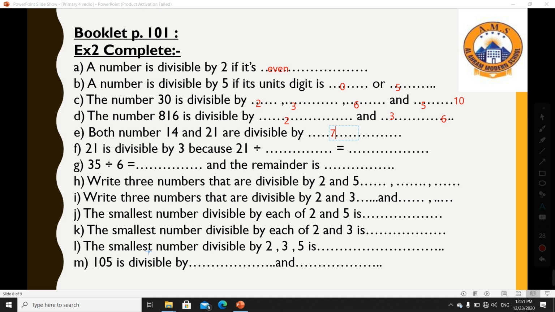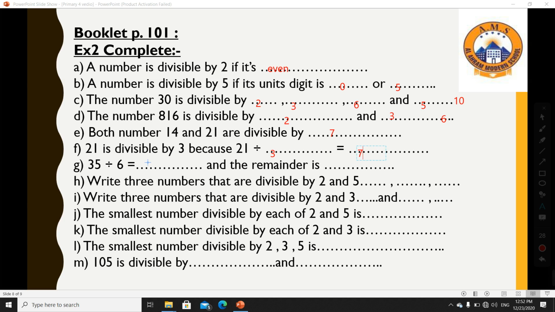Now, I need you to try to solve F. I will give you just 1 minute. Try to solve it alone. Okay. 21 is divisible by 3. Why? Because 21 divided by 3, the answer will be 7. So I reached my happy end and I can find it in its table.